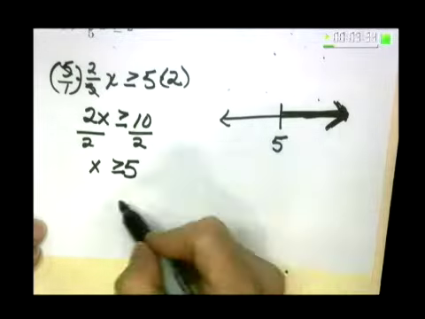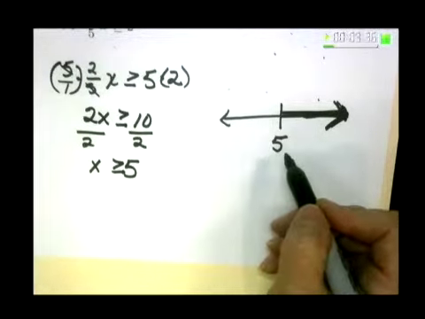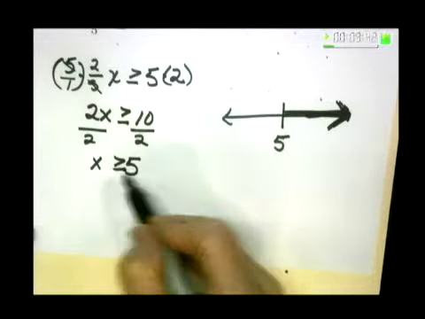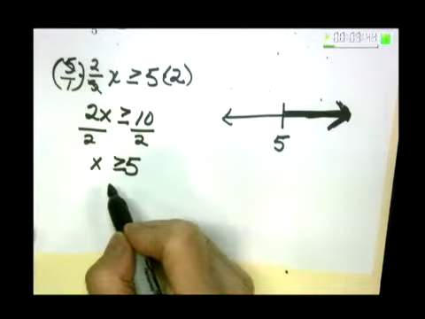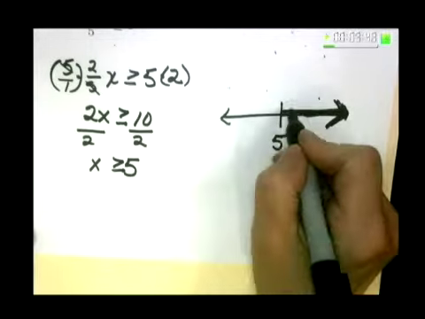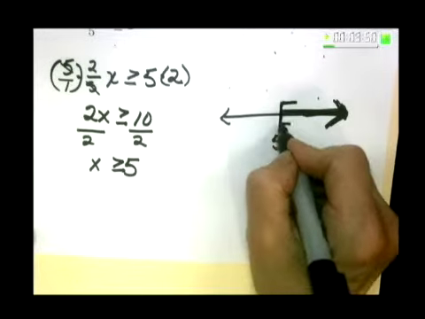Okay? And I need to know, what am I going to do about 5? Is 5 included or is 5 not included? It's included. 5 is not greater than 5, but 5 is equal to 5. And when the number is included, I use a bracket.